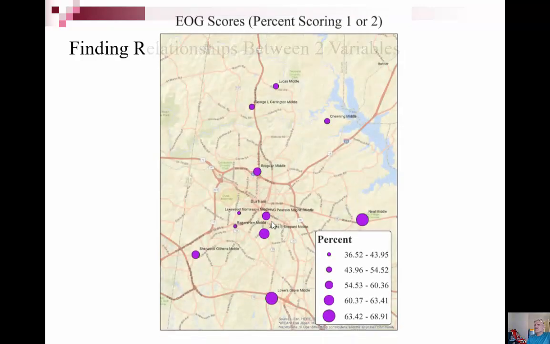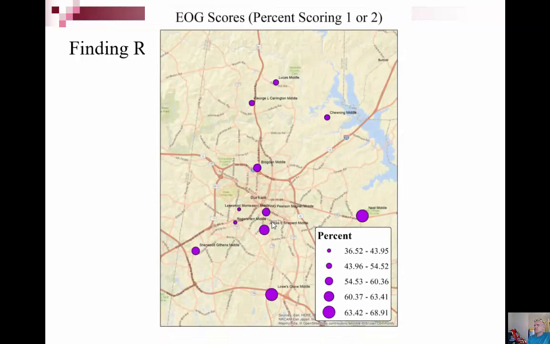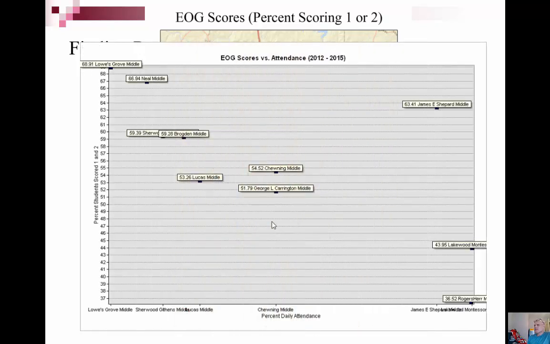We talked a little bit about finding relationships between two different variables. So we were looking at EOG scores versus attendance. And so I can graph these. You can see my percent daily attendance, and the x-axis is attendance. The y-axis is students who scored 1 or 2 on EOGs, meaning non-passing. And you can see as attendance increases, the failure rates decrease, except for this one over here. So we can map these. And if you take geospatial statistics, we're going to do a lot more with these.